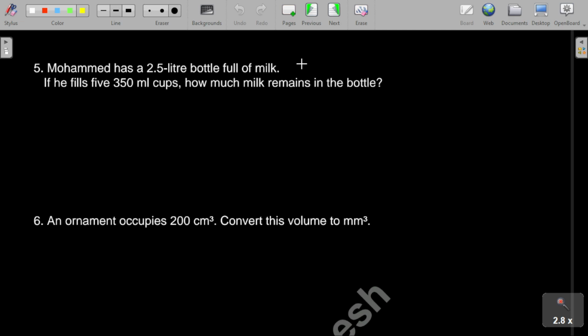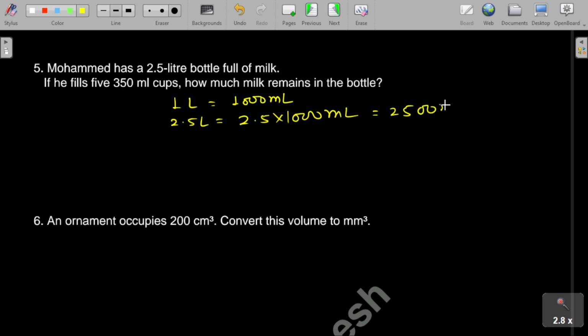So we know that 1 liter equals 1000 milliliters (ml). So 2.5 liters equals 2.5 into 1000 ml, which is 2500 ml. ml is milliliter.